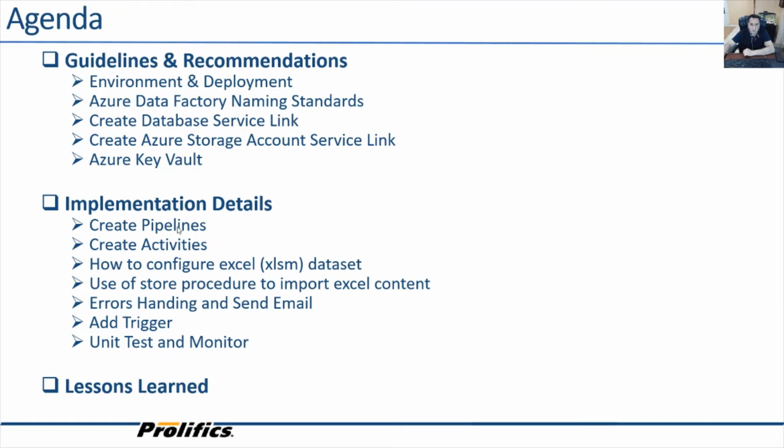Then we go into implementation details, where we're actually creating pipelines and activities. I'll show you tips and tricks of how to make XLSM work. Then we'll go into some error handling, adding a trigger, unit tests, and monitoring. Then we'll summarize with lessons learned, basically do's and don'ts.